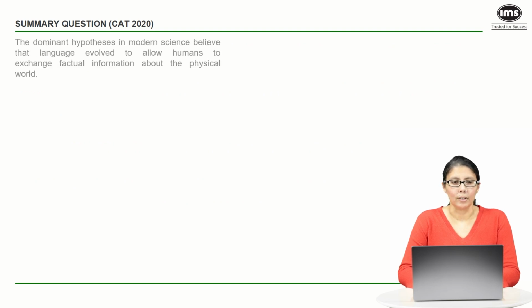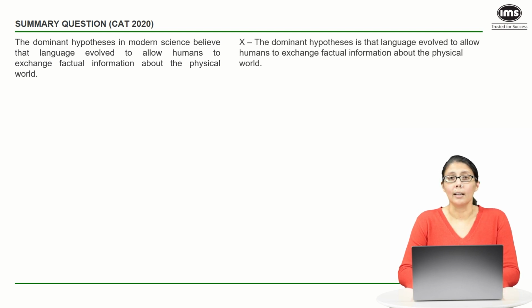The first part of this question talks about a dominant hypothesis in modern science. What is that dominant hypothesis? It suggests that language evolved to help us trade information. That's it, we have simplified the question.